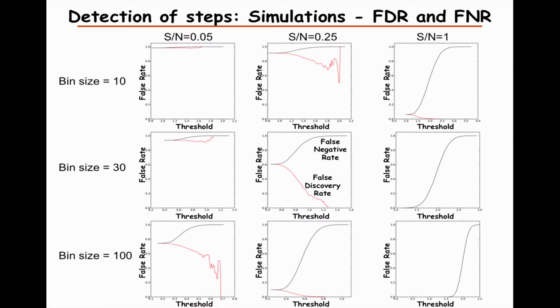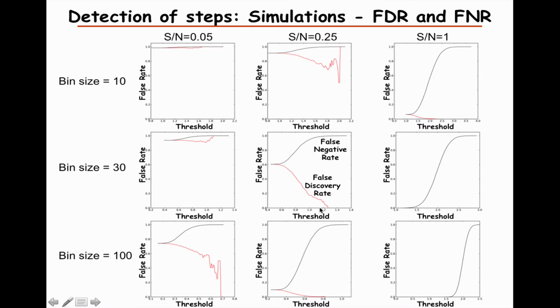And then the next thing is, how do we set the threshold? What we want to control for is usually the false discovery rate. So how many times do we get the peak position wrong? And so this just shows the simulations looking at the same signal-to-noise ratios and a range of bin sizes, and showing what the false negative rate is, the black.